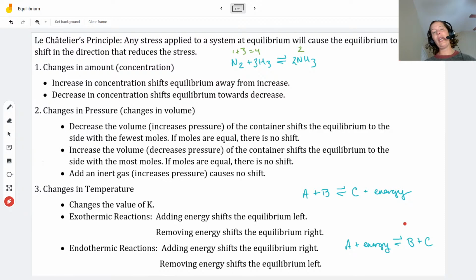So this is how you handle Le Chatelier's principle in terms of changes in amount or changes in concentration, changes in pressure, which correlate with changes in volume, and also changes in temperature, which is really changes in energy of the system. Okay, make sure there are no questions. All right, no questions. So let's just keep on trucking here.